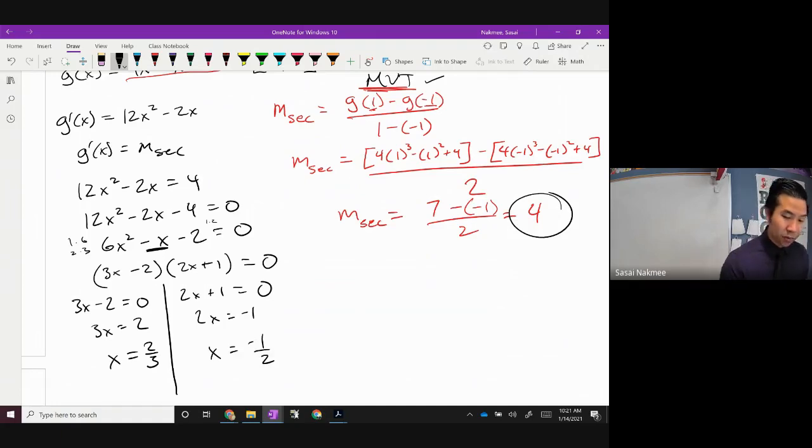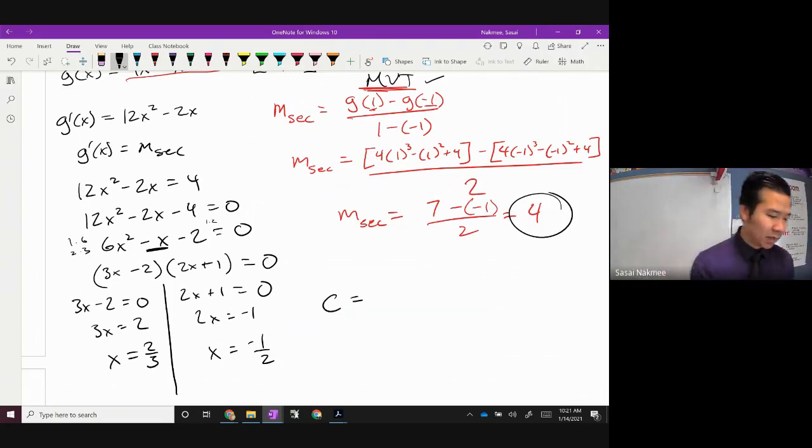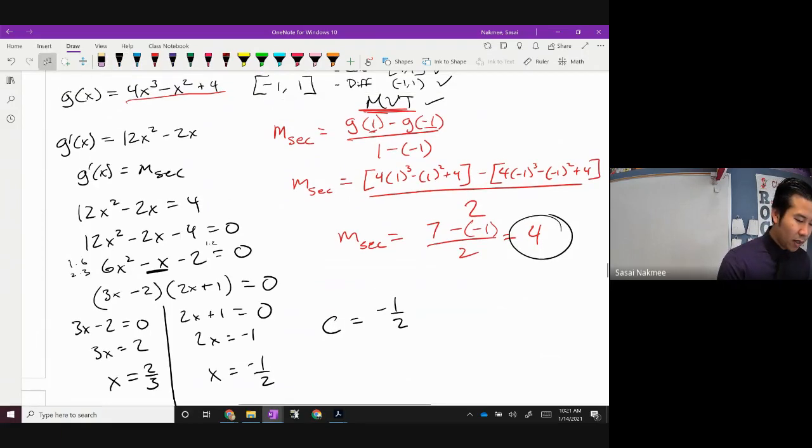Which means the c value, where my tangent lines will be, is going to be equal to, right, negative 1/2, which is between negative 1 and 1. So this is a value that's okay. And the second value that's going to be there is going to be 2/3, and that's also between negative 1 and 1, so that value works out as well.